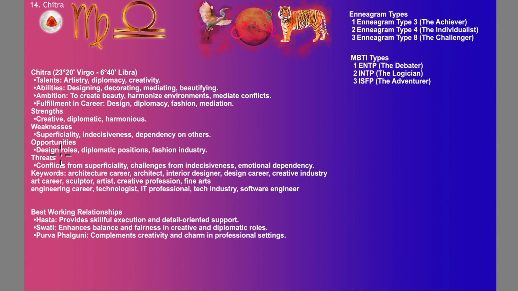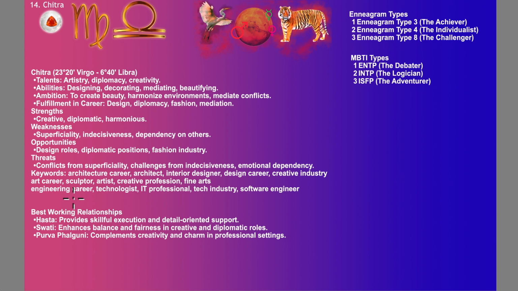Opportunities: design roles, diplomatic positions like foreign diplomats, for example, the foreign office, fashion industry. Quite a wide variety, and we shall see that more when we get into the Enneagram types and MBTI types so that we can narrow this down. The keywords for career being architecture career, architect, interior designer, design career, the creative industry, art career, sculpture, artist, creative profession, fine arts of all descriptions, by the way.